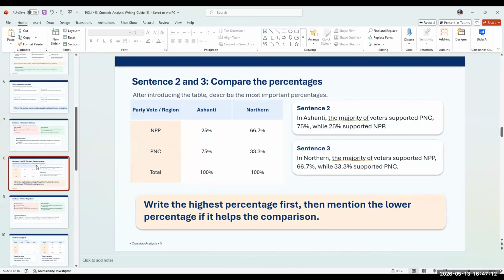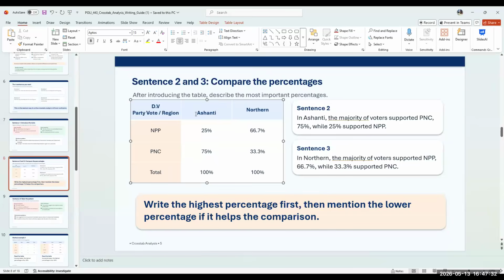So imagine we have this table. Over here, this is our dependent variable, DV. When I say DV, I mean dependent variable. Then this side is our independent variable, IV. IV for independent variable for these two. So the IV is the independent variable, right?